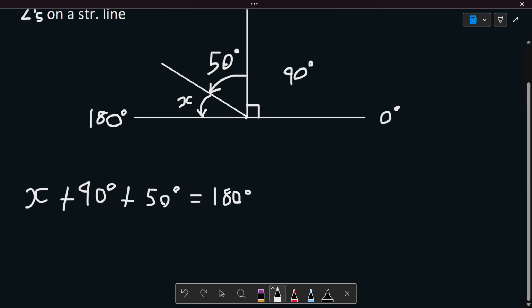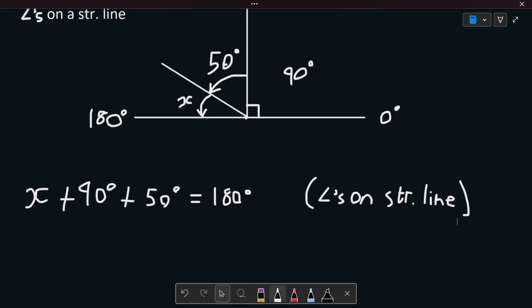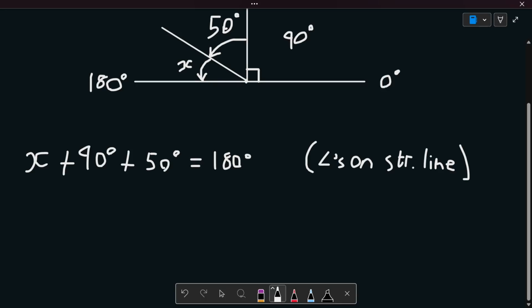Okay, and remember your reason. The reason is angles on a straight line. As you can see, I'm obviously trimming the video here, because you're not going to watch me write down the whole angles on a straight line thing. But let's just do this now.